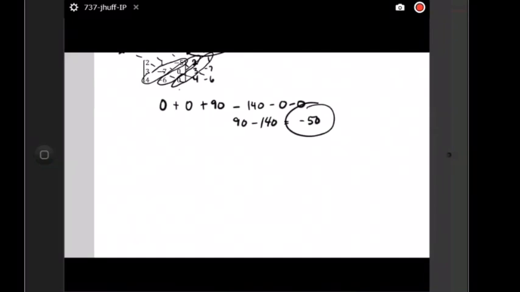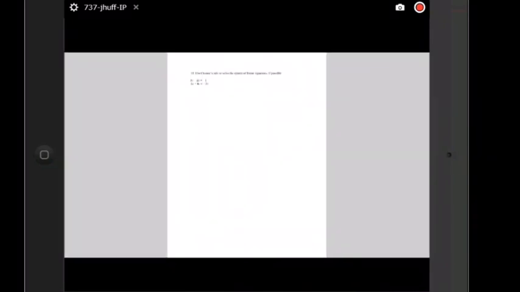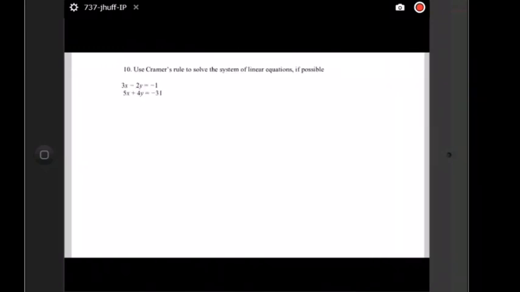Okay, last, we have number 10 here somewhere. Here we go. Okay, you must use Cramer's rule. That's what the directions say. If you find the solutions any other way, even if they are correct solutions, you can't get credit for this problem. You have to solve it using the specified method. So Cramer's rule uses a series of determinants.